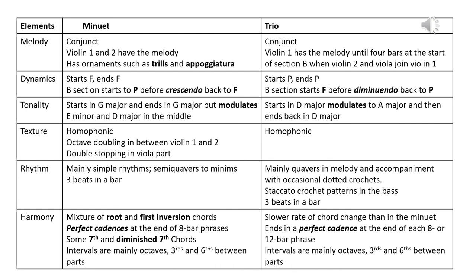The melody in the minuet starts conjunct. It's played by violin 1 and 2, and it has some trills to decorate. The dynamics are F, and the key is G major. The second part of the minuet starts quiet, but then we have a crescendo which takes us back to an F dynamic or loud. The texture is homophonic, and can you remember what doubling means, where the violin 1 and 2 play the same thing in octaves?